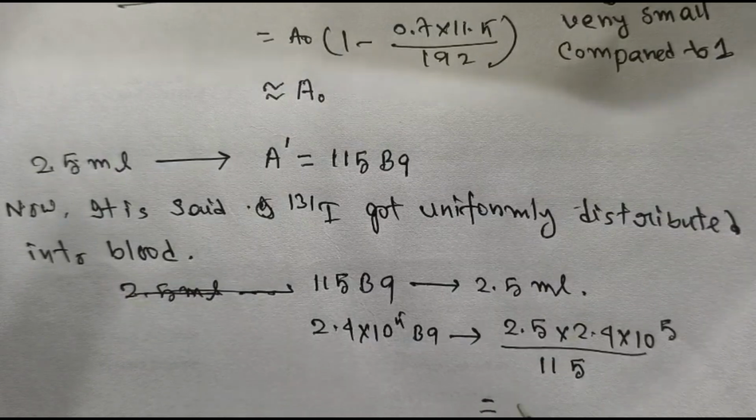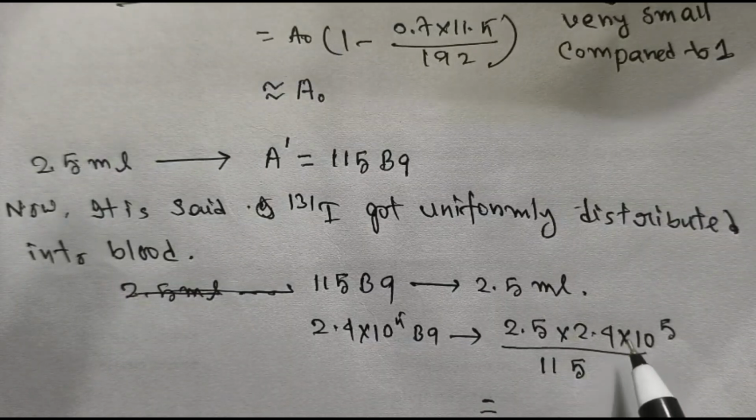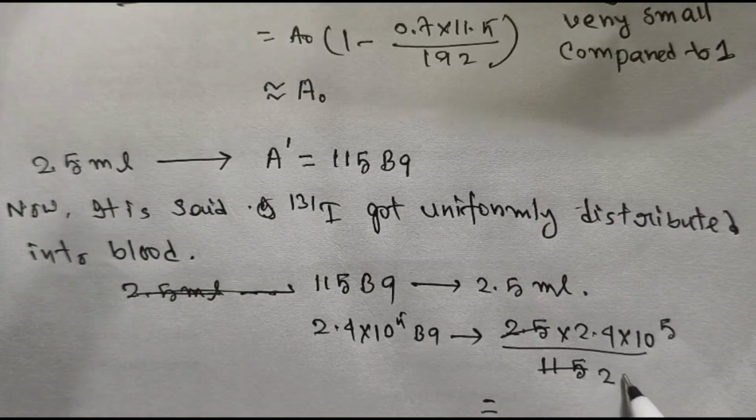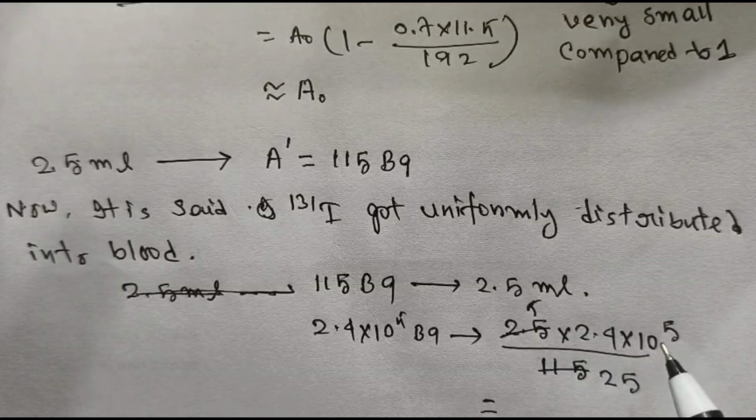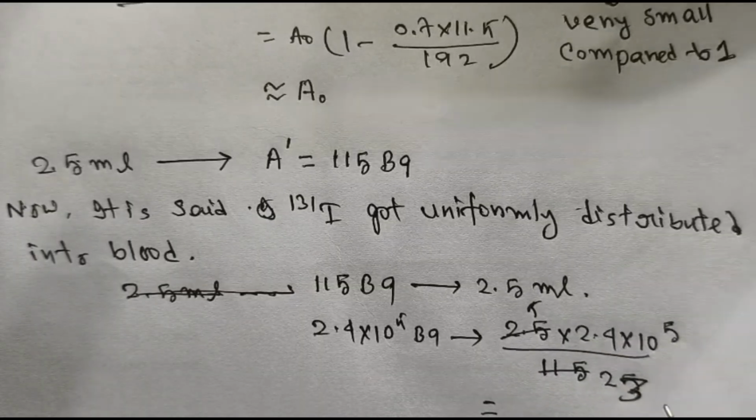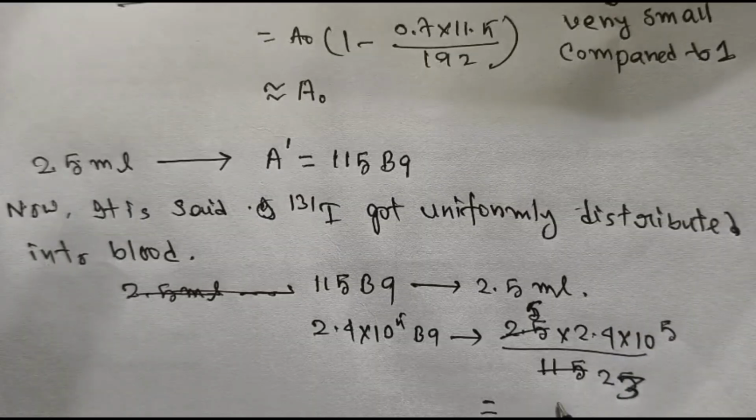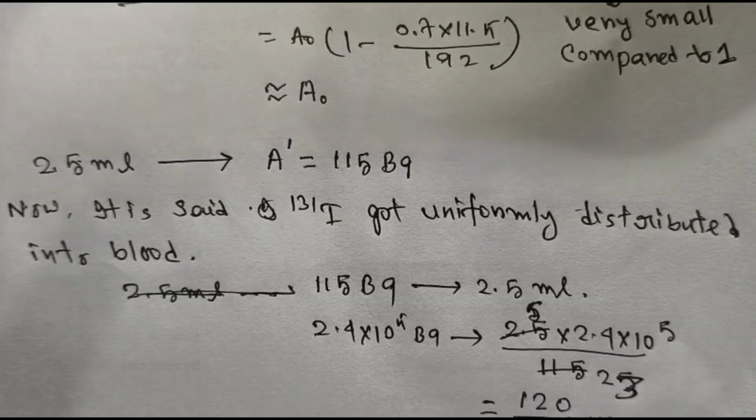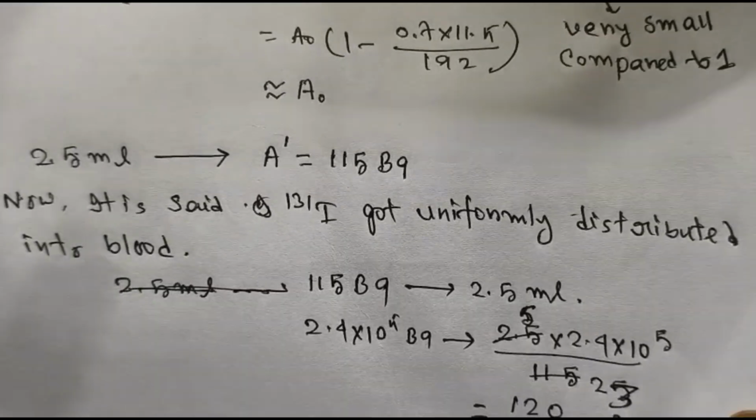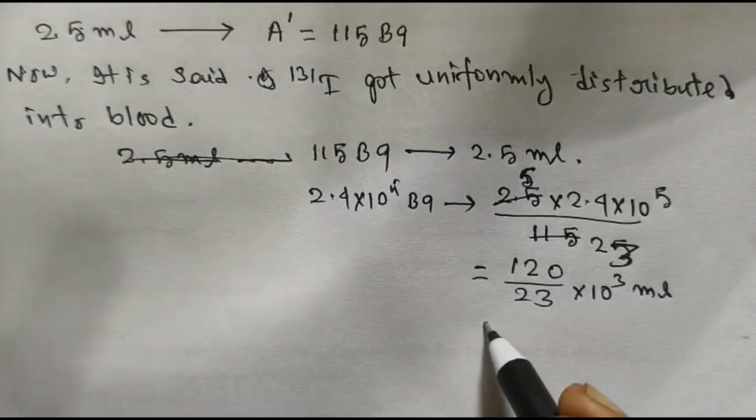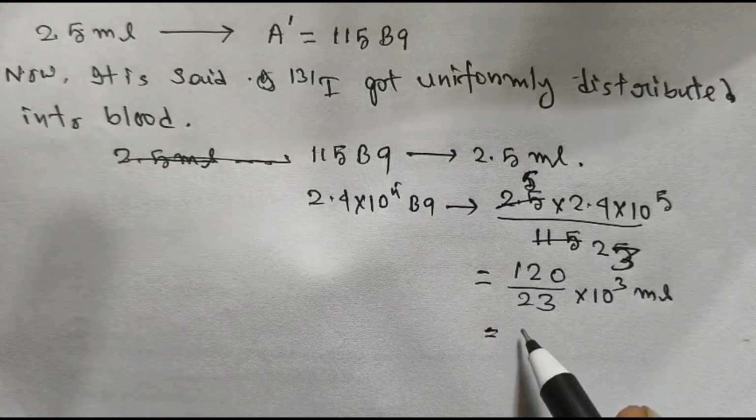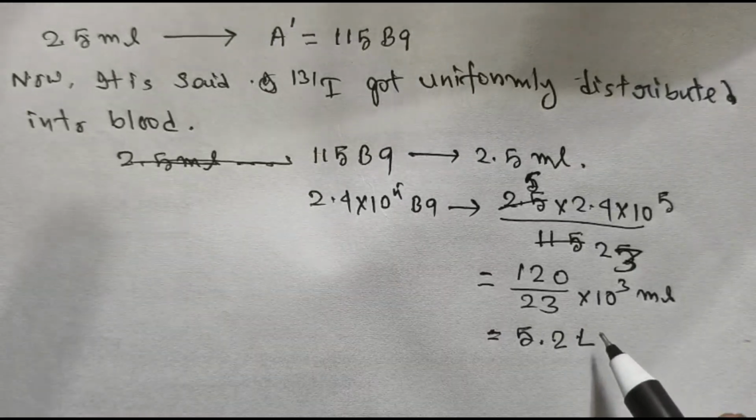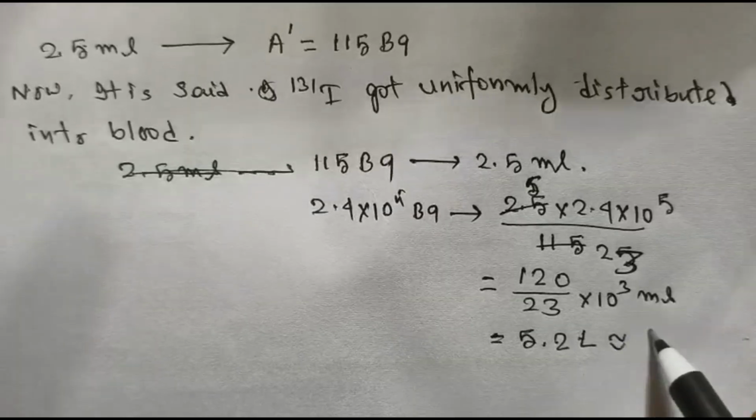So that is basically 23 5. Now this will become 120 by 23 into 10 to the power 3 ml. Okay. This will give you around 5.2 liter. Now see, this is approximately 5 liter.